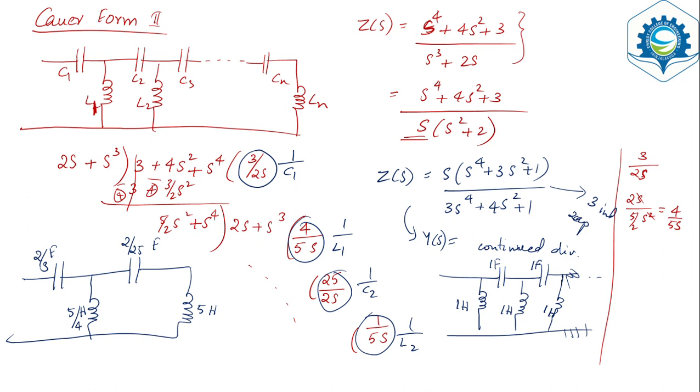You can just try and solve it. So these are the particular cases in the Cauer Form 1 and Cauer Form 2 for the LC network. So in the next video, we can see the Cauer Form 1 and 2 of the RL network and also the Foster forms of the RL network.